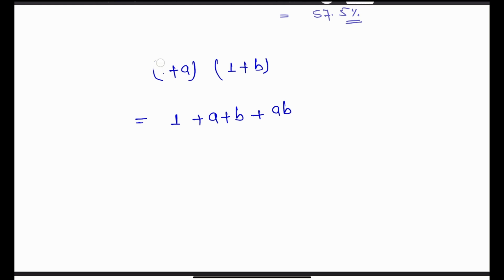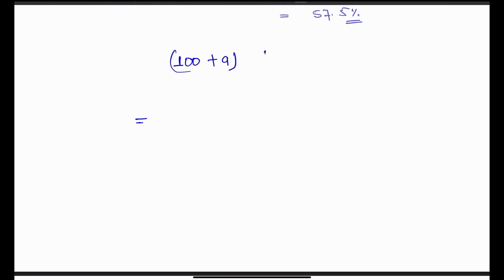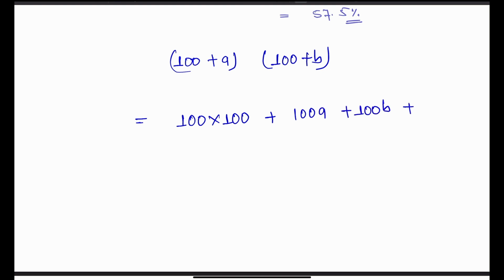Or in the percentage terms, sorry, it was in the percentage terms, right? Fractional terms we will do later on. So in the percentage terms, this will be 100 plus a, and this part will be 100 plus b, and eventually this will become 100 into 100 plus 100a plus 100b plus ab.